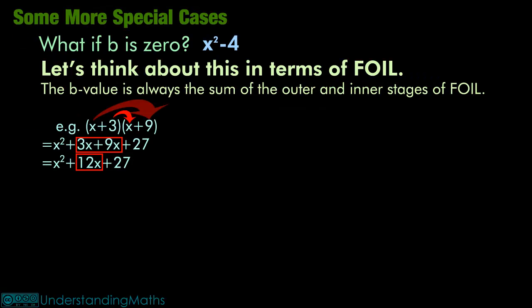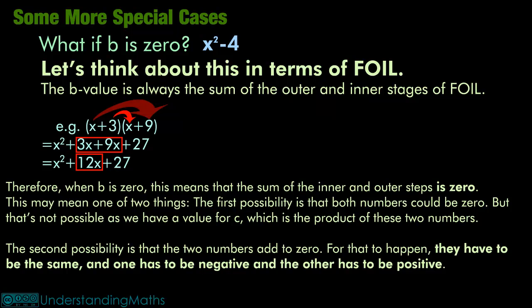What if b is 0, like in x squared minus 4? Let's think about this in terms of FOIL. The b value is always the sum of the outer and inner stages of FOIL. Therefore, when b is 0, this means that the sum of the inner and outer steps is 0. This may mean one of two things. The first possibility is that both numbers could be 0, but this is not possible as we have a value for c, 4, which is the product of these two numbers.